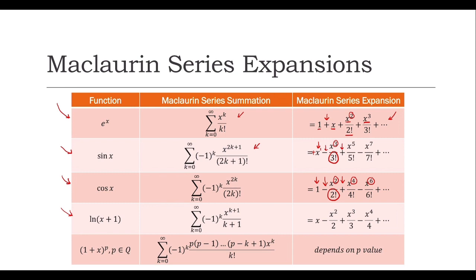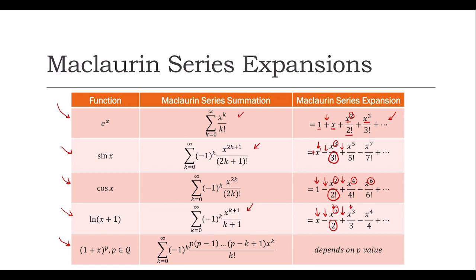For your natural log of x plus 1, it'll be the sum from when k equals 0 to infinity of negative 1 to the k times x to the k plus 1 over k plus 1. So you'll start with x. Your degree will increase by 1 every time, and then your degree will match the denominator, but there's no factorial, and then your signs are switching from negative to positive.